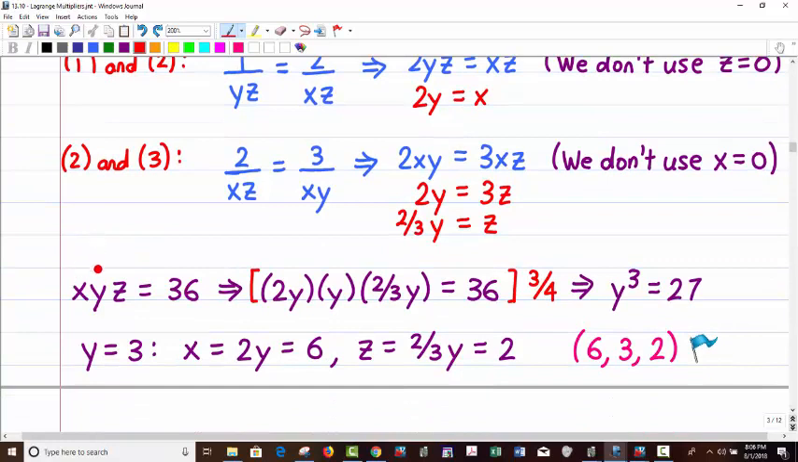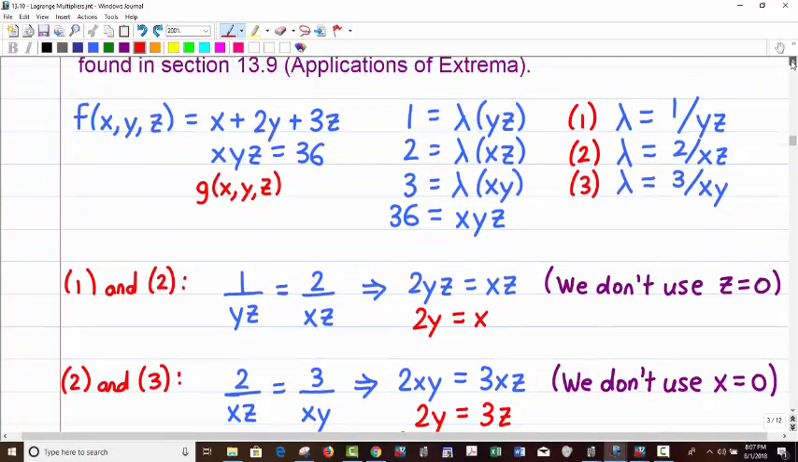So x is 2y, y is y, and then z is 2/3 y. You multiply this together, you get 4/3 y cubed. So I'll multiply both sides by 3/4, and that gives me y cubed equals 27. So y equals 3. And then if x equals 2y, x will equal 6. And then z equals 2/3 y, so z will be 2/3 times 3, which gives me 2. So the optimal solution for x, y, and z would be 6, 3, and 2.